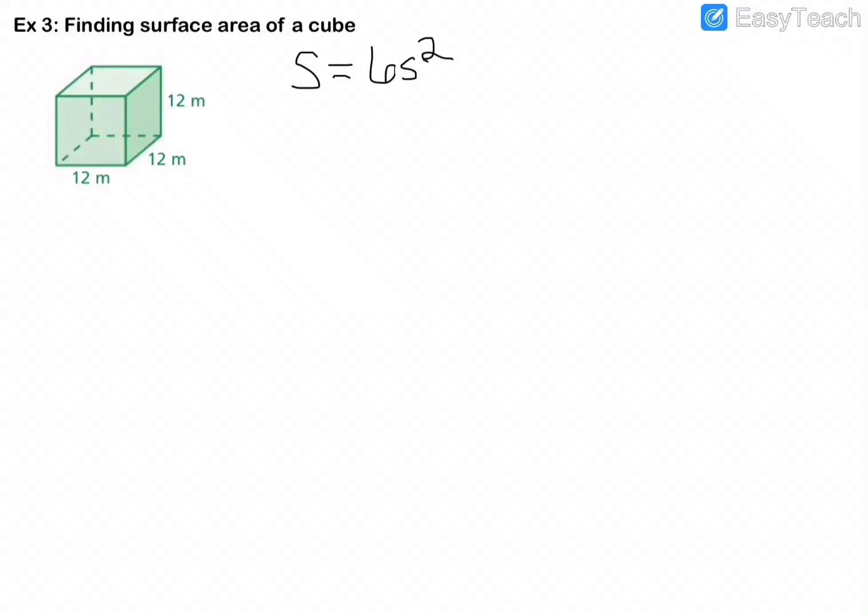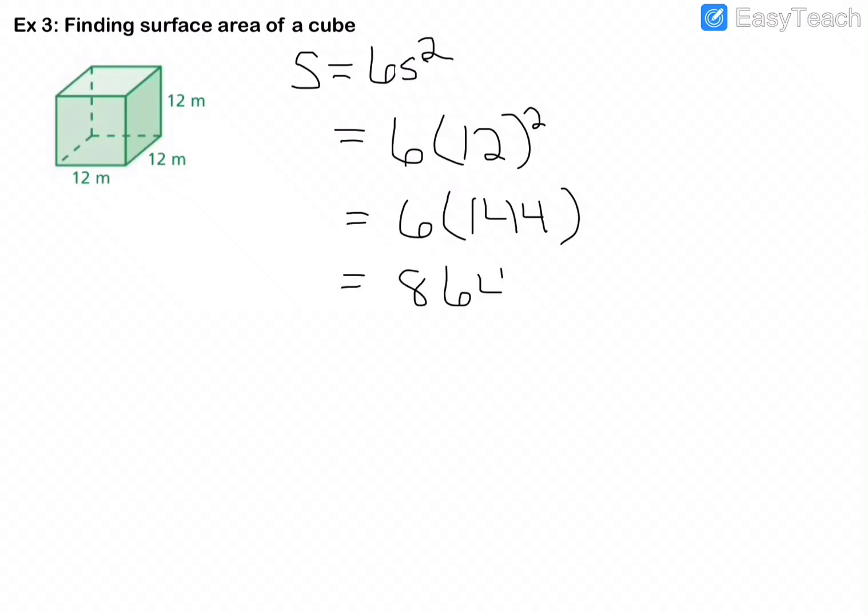So side squared gives you the area of one lateral face of the cube. You have 6 lateral faces of a cube. So it's 6 times s squared. So because the side lengths on this cube are 12, you're going to get 6 times 12 squared, which is going to equal 6 times 144, which is going to equal 864 meters squared. All right.